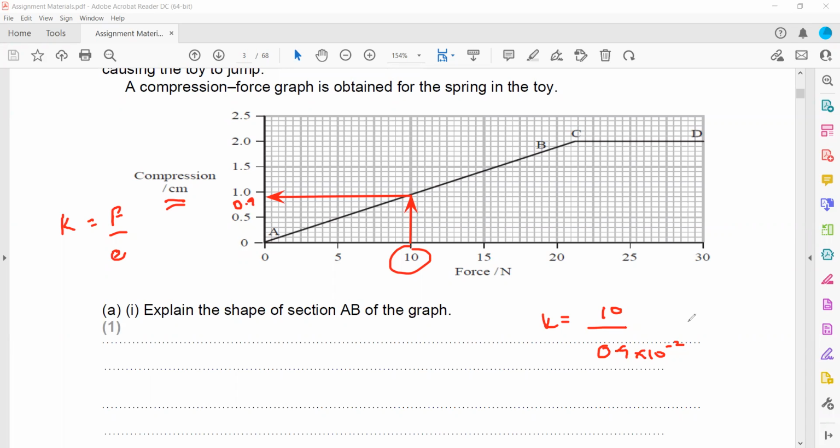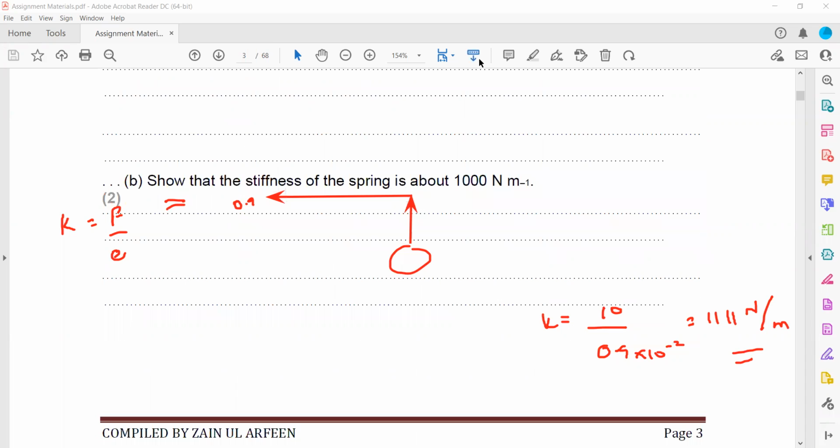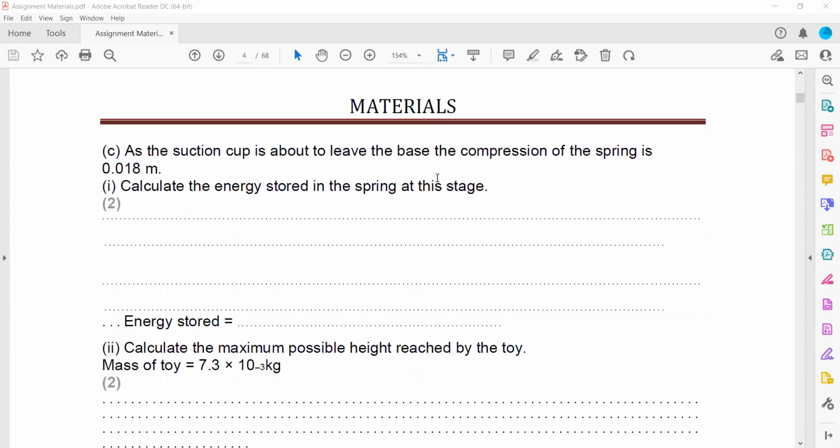So 1111 Newton per meter is about 1000 Newton per meter, because that's what the question asks us to show, that the stiffness is about that. It's not the same number, it's about that.